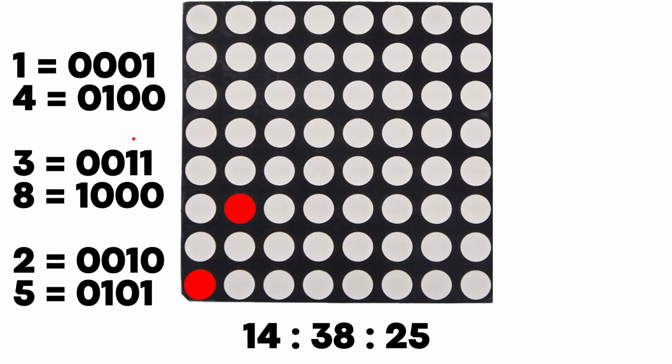So 1 is easy enough. There is the 4, then we leave a gap. There is the 3, there is the 8, there is the 2, and there is the 5. So these 2 columns together are the hours, these 2 columns together are the minutes, these 2 columns together are the seconds, with a blank column in between. And again, let's have a look at that running.